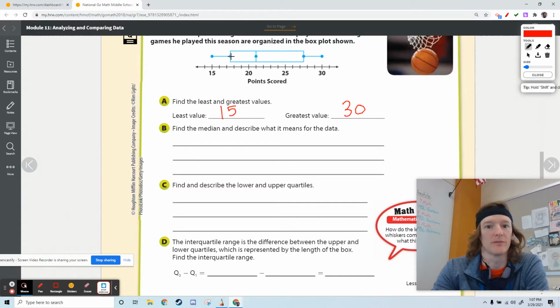25% of the games he scored between 17 and a half and 21. 25% of the time he scored between 21 and 27 and a half. And 25% of the time he scored between 27 and a half and 30 points.